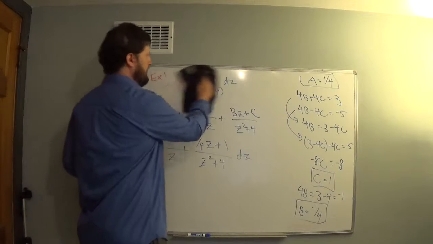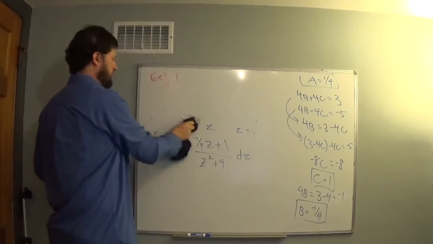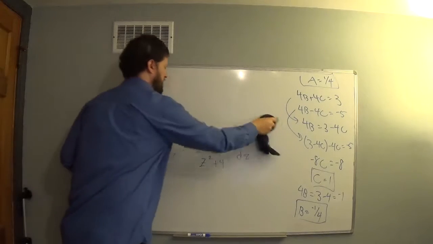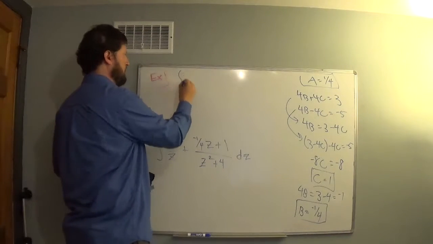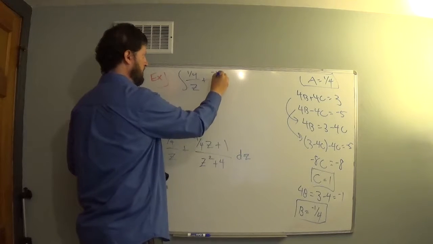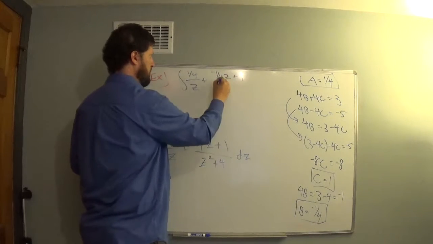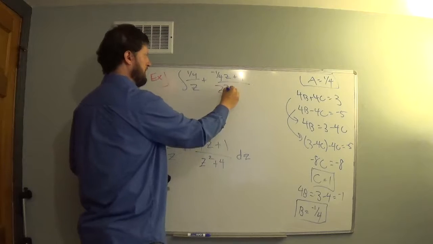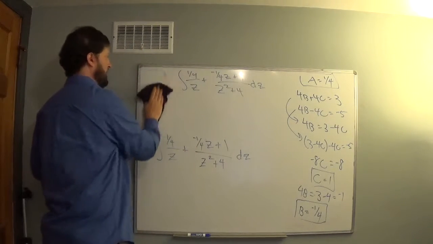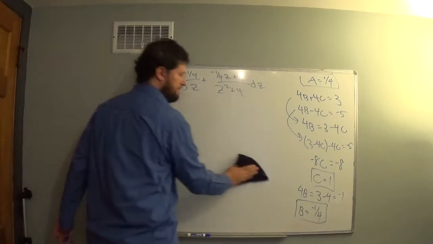So I'm going to rewrite that up here so I have some more space to work. This is all we've got to worry about right now. Everything else was just leading up to this. So that was the integral of 1/4 over z plus negative 1/4 z plus 1 over z squared plus 4 dz. At this point, that's what we're trying to integrate.